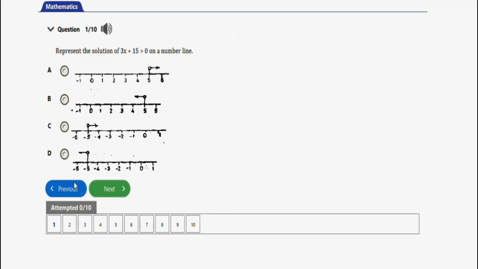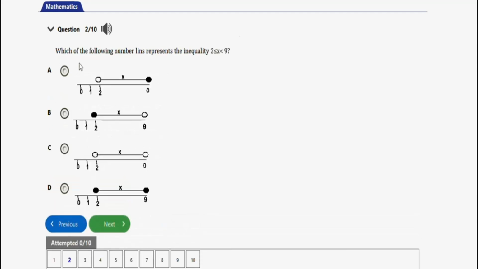So the next repeated question will be this one. It says which of the following number lines represents the inequality 2 is less than or equal to x is less than 9. So guys, for this question the right option here would be option B.